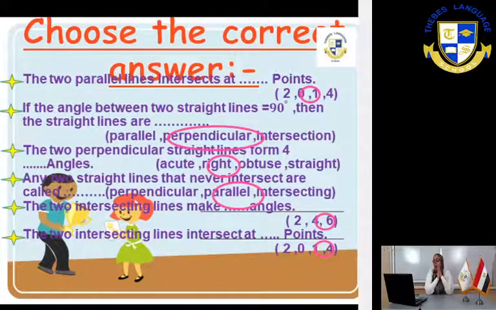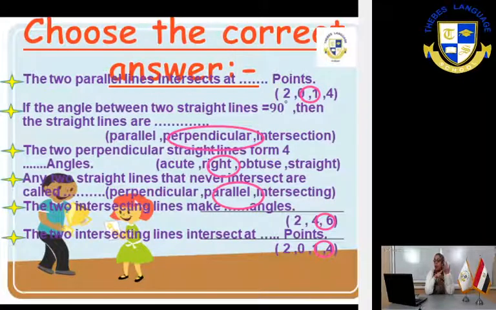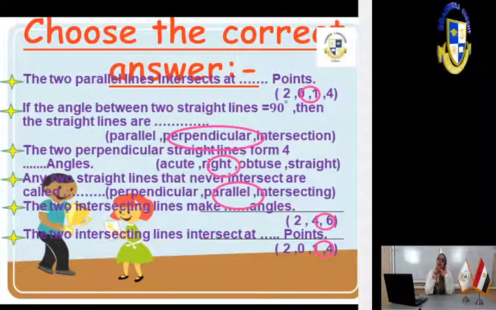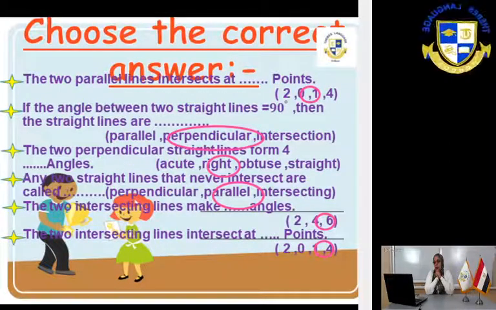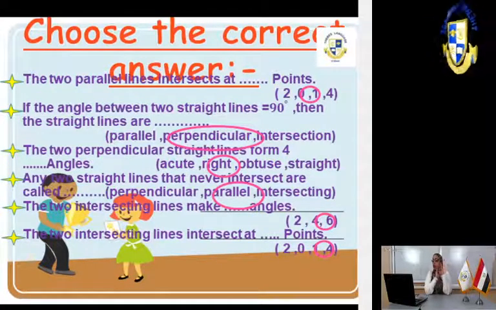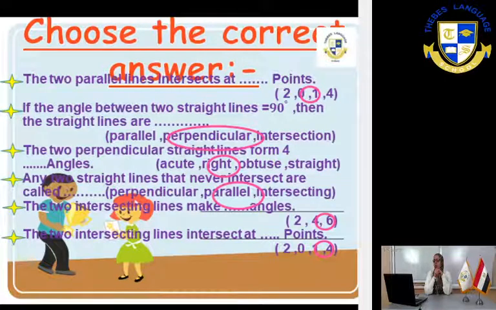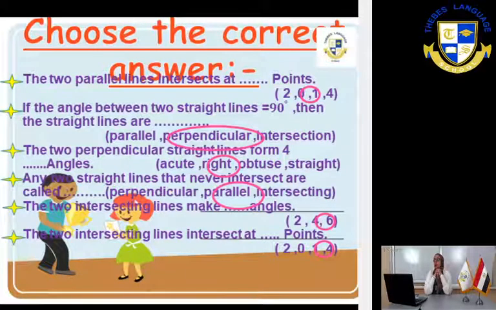Next question. If the angle between two straight lines equals 90 degrees, what is the type of this angle? Excellent, it will be right. Then the straight lines are parallel, perpendicular, or intersecting? Excellent, perpendicular. Next question. The two perpendicular straight lines form 4 angles. What is the type of the angles which perpendicular straight lines form? Yes, right angles, 4 right angles.